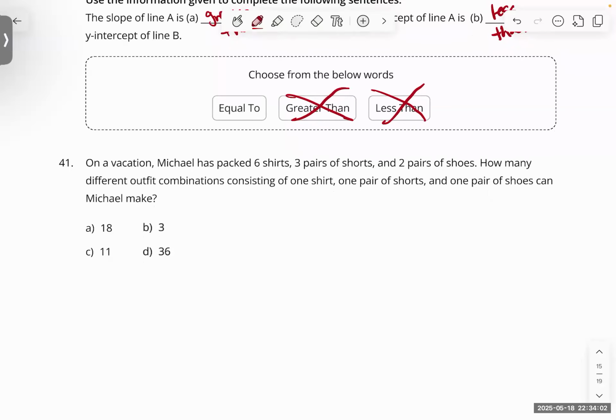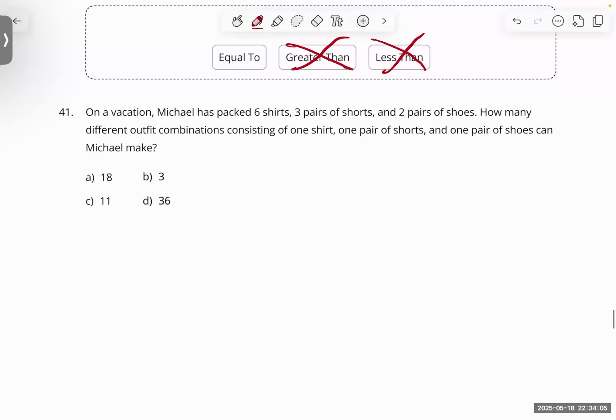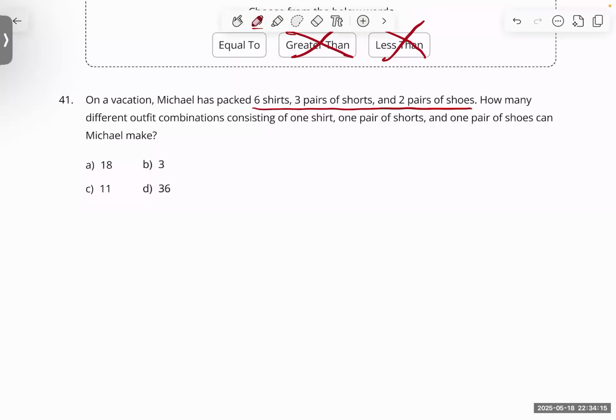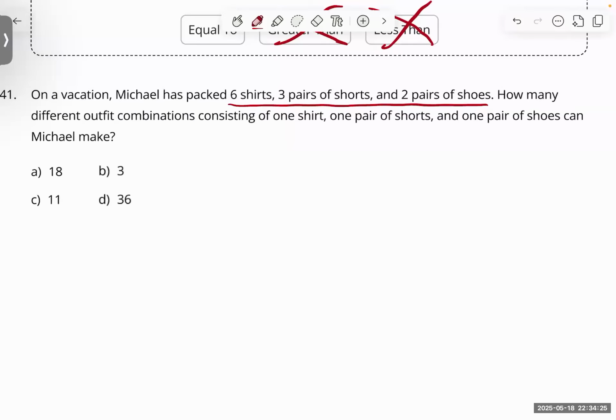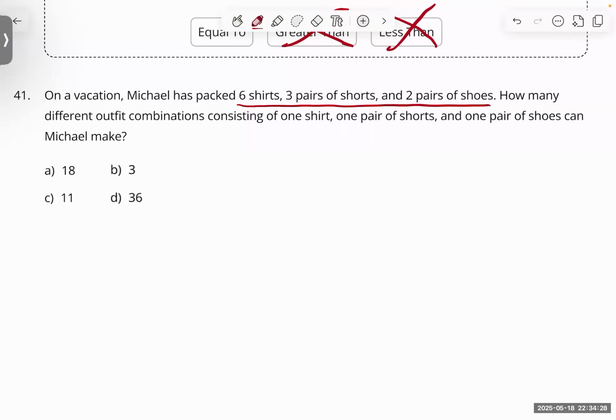Okay. On a vacation, Michael has packed 6 shirts, 3 pairs of shorts, and 2 pairs of shoes. How many different outfit combinations consisting of 1 shirt, 1 pair of shorts, and 1 pair of shoes can Michael make? So this is known as the fundamental counting principle, I think. The way to do this for any type of question like this is to just multiply 6 times 3 times 2, which is, do it in your calculator, 36.